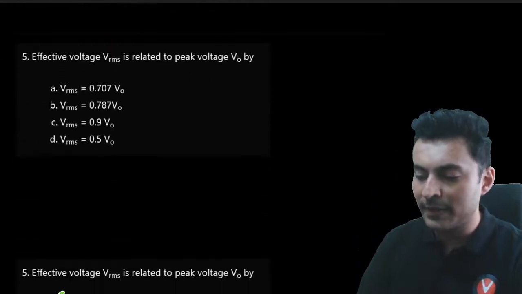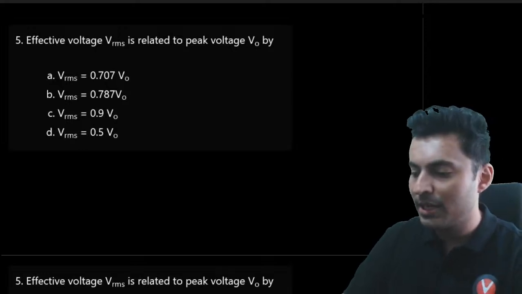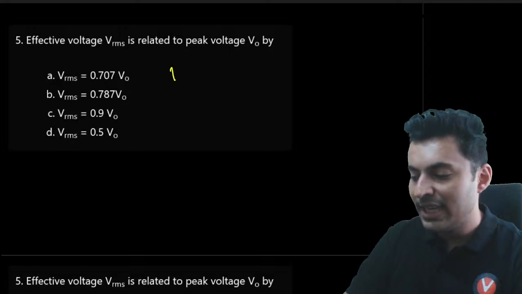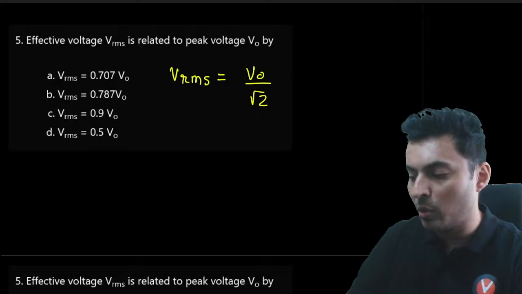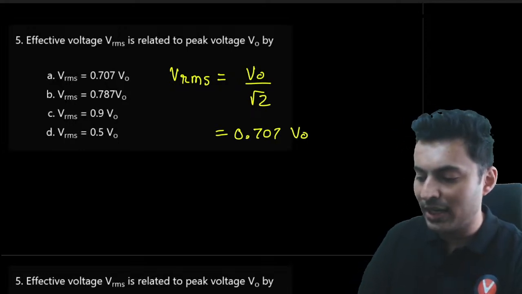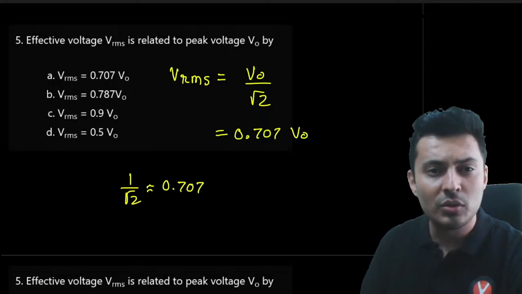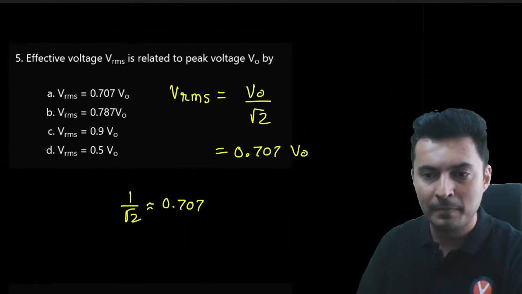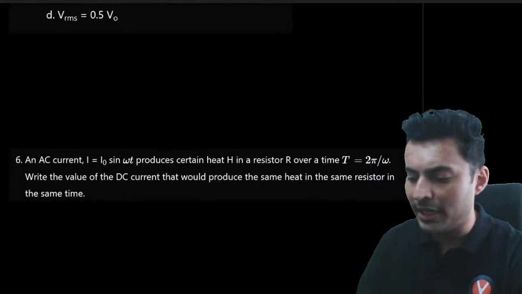Got it? Next one. Effectively, VRMS is related to the maximum voltage by what particular constant? What is the relationship? We all know VRMS is nothing but V maximum by root 2. 1 by root 2 is basically 0.707. So that is why you get the answer. So 1 by root 2 is approximately 0.707. You should know the standard value. So hence option A will be the correct answer. Yeah, got it. So yeah, moving on to the next one.